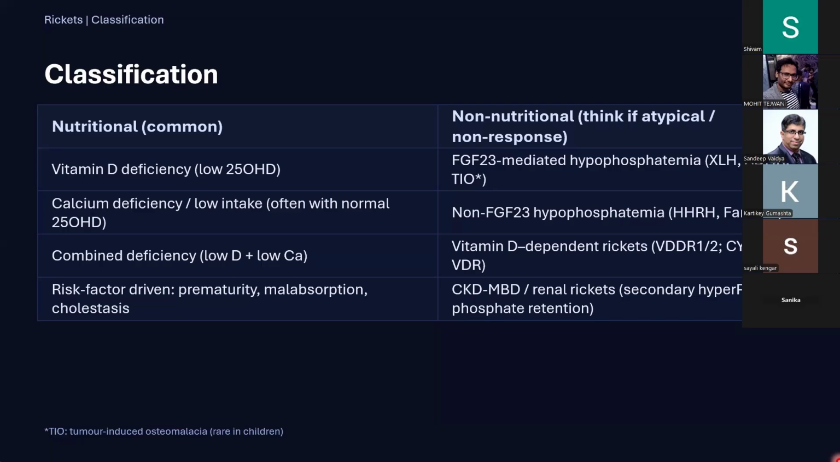Non-FGF23 hypophosphatemia, amongst which Fanconi syndrome and HHRH, which is hereditary hypophosphatemic rickets with hypercalciuria. There are some types of vitamin D dependent rickets. There are different types of it, which we'll discuss further. And then there comes the rickets which occurs due to renal pathology or chronic kidney disease, in which there is phosphate retention and secondary hyperparathyroidism.